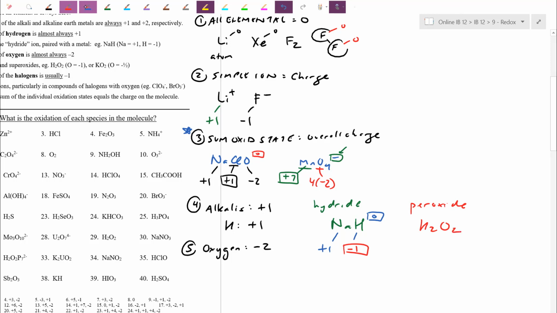Again, you follow through your rules here. It's not an elemental state. It's not a simple ion. The sum has to add up to the overall charge. That's an important one. Hydrogen, we're going to give it a +1. Oxygen, give it a -2.